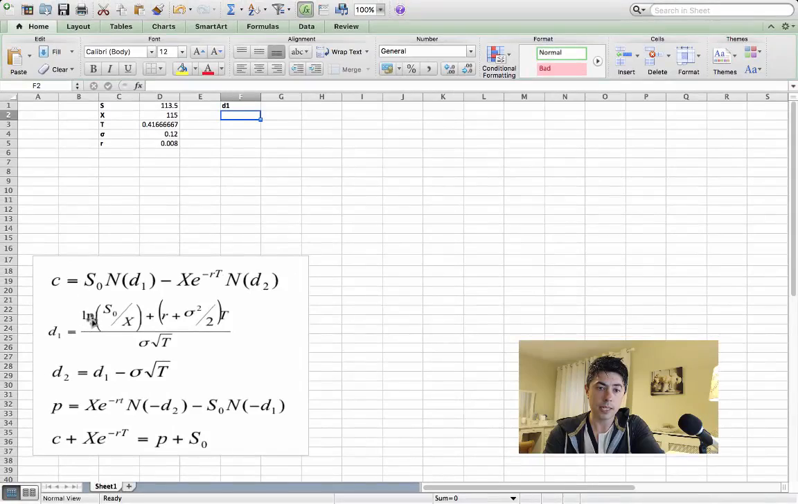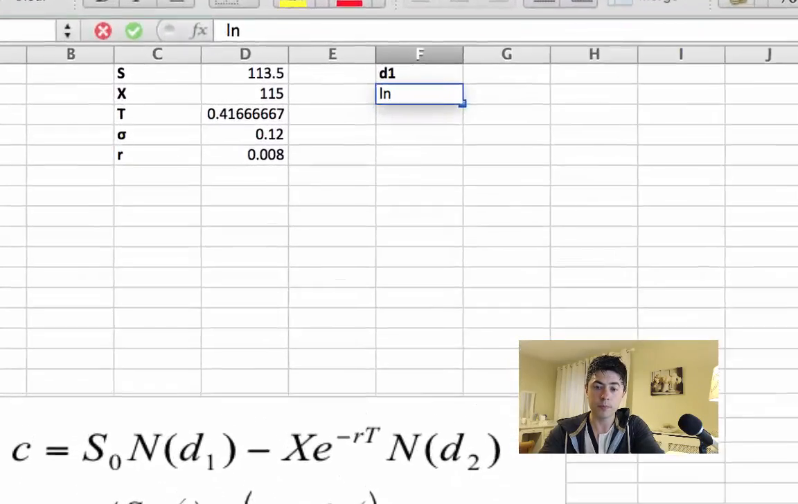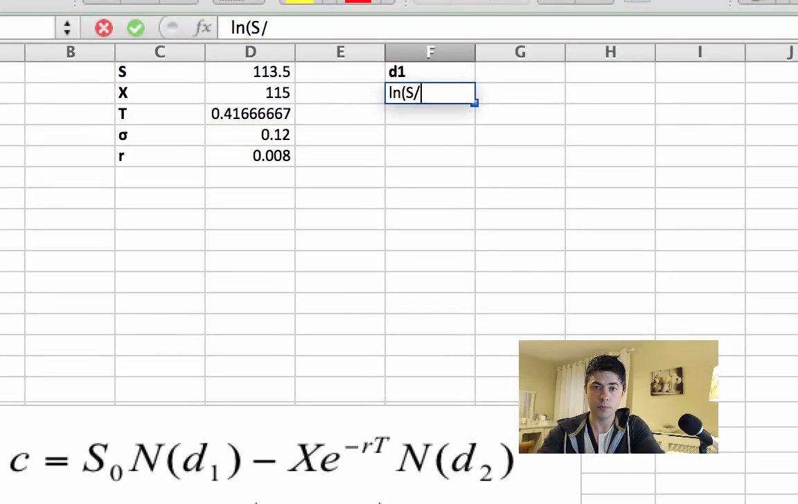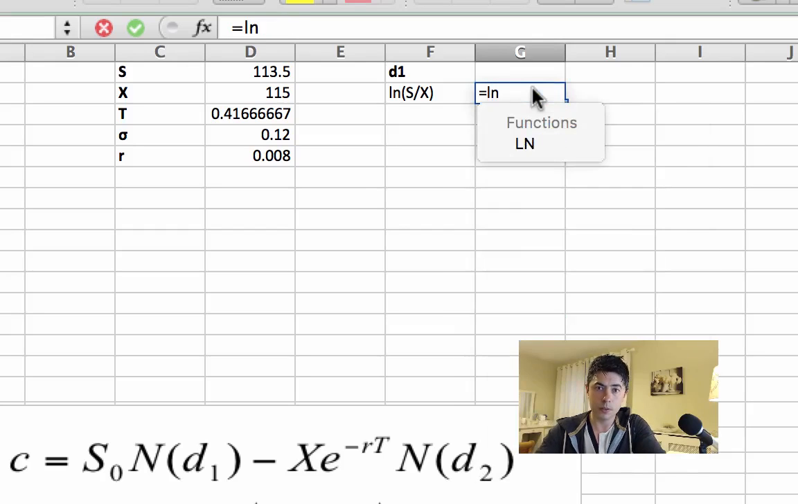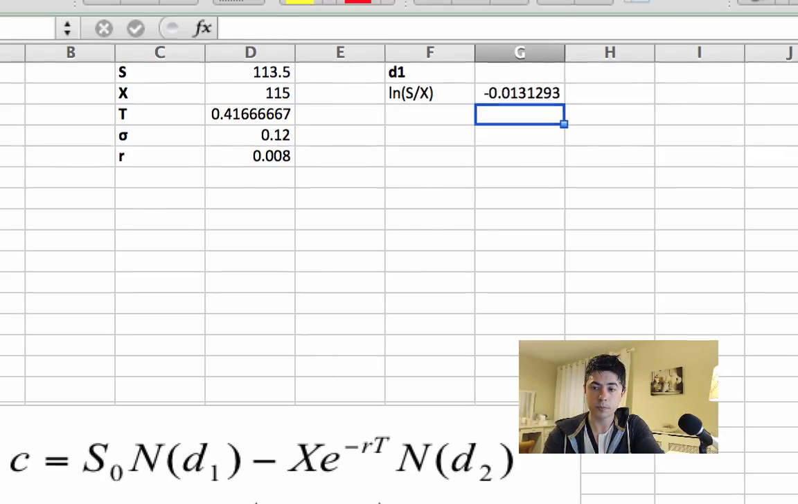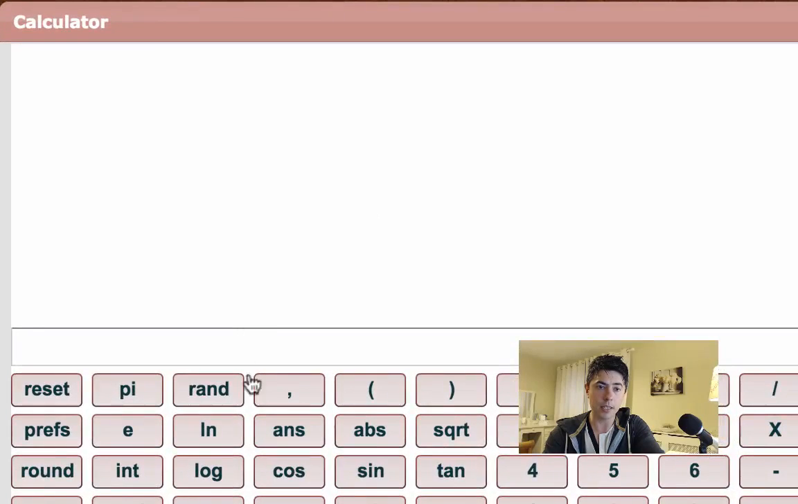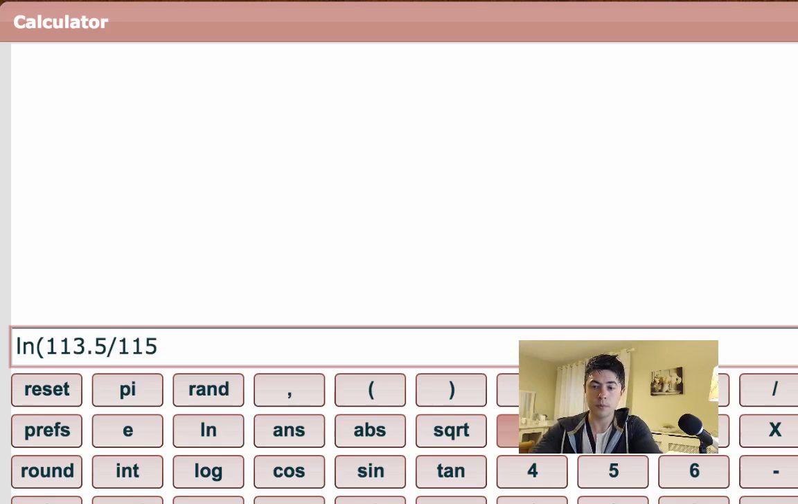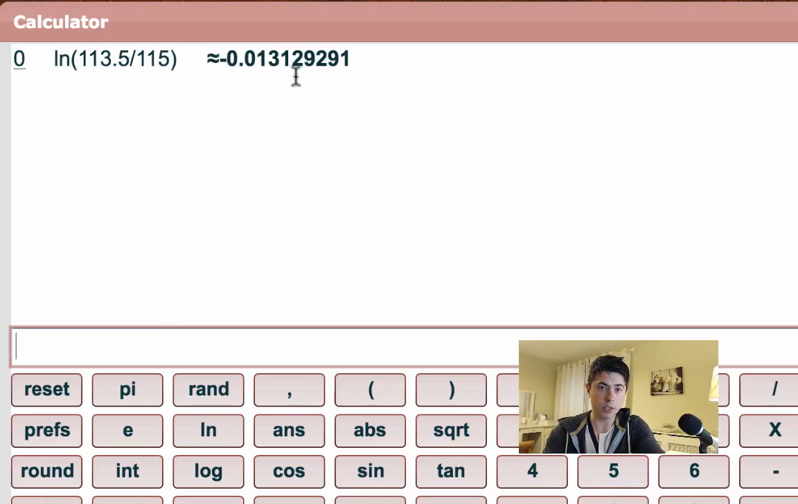Okay, so we need to get the natural log of stock over strike. If you're not working on Excel, I have a calculator that we can work with, and I'll show it to you in a moment. So, equals LN, and simply stock divided by your strike. To show that using a calculator, if you're using a scientific calculator, just look for your natural log. Don't forget to put in your bracket. And we have our answer, minus 0.01313.